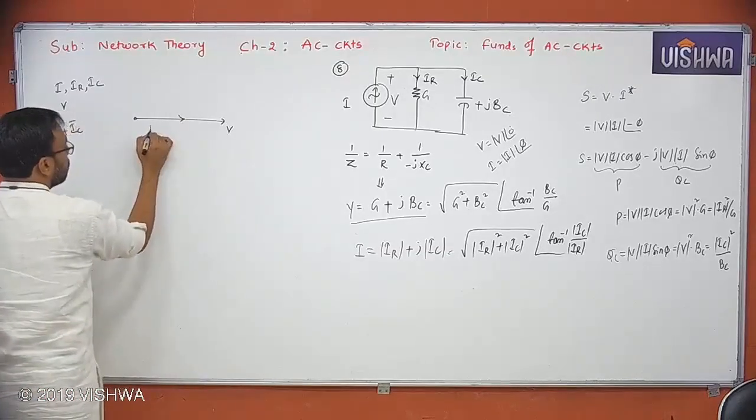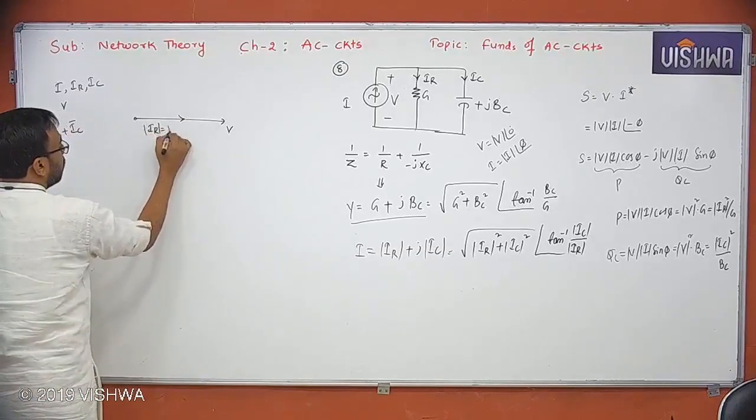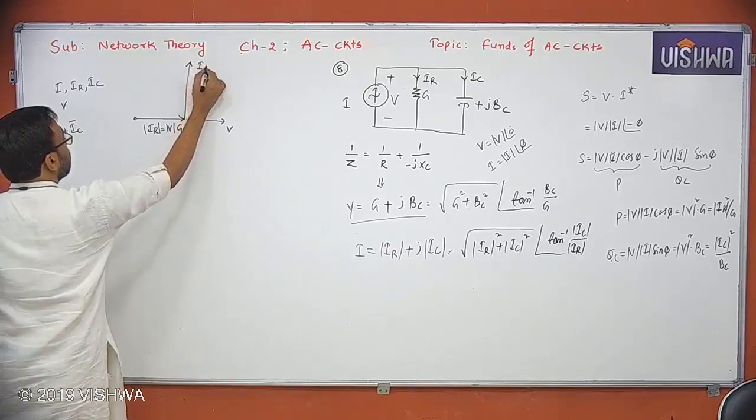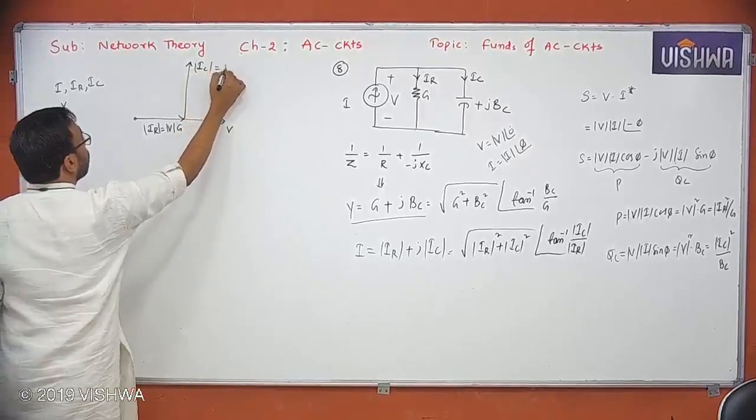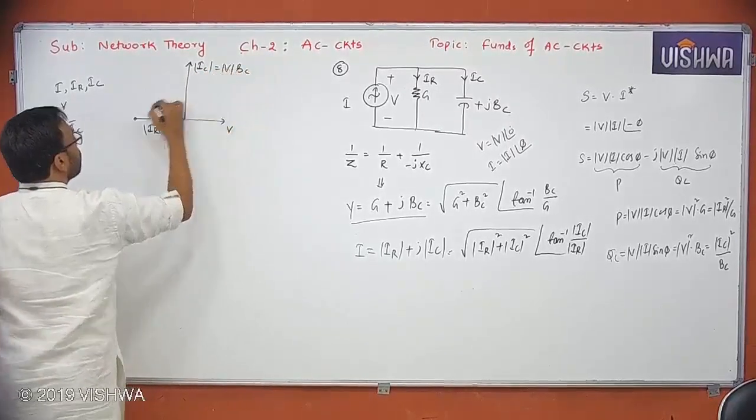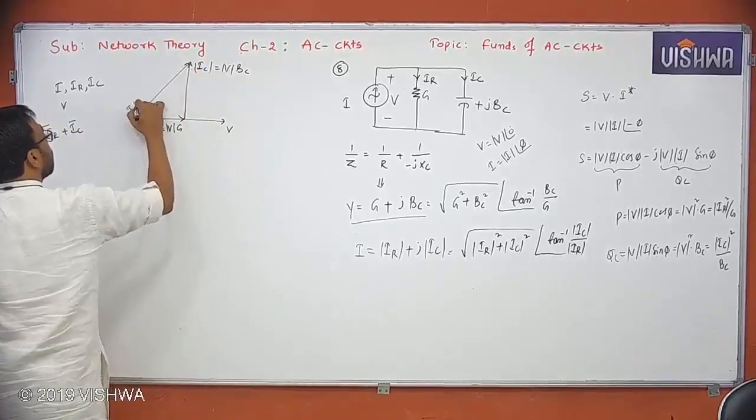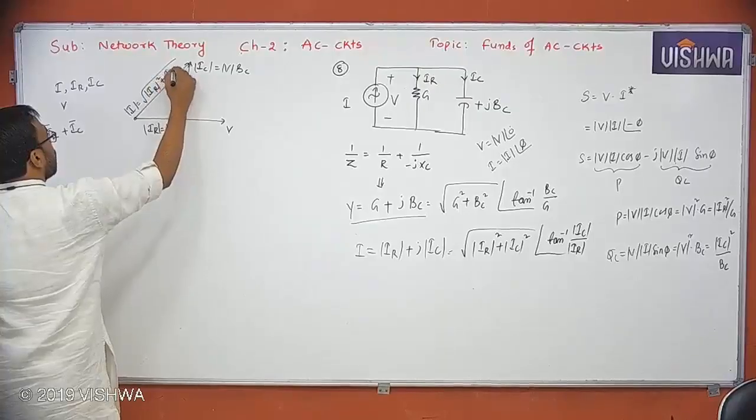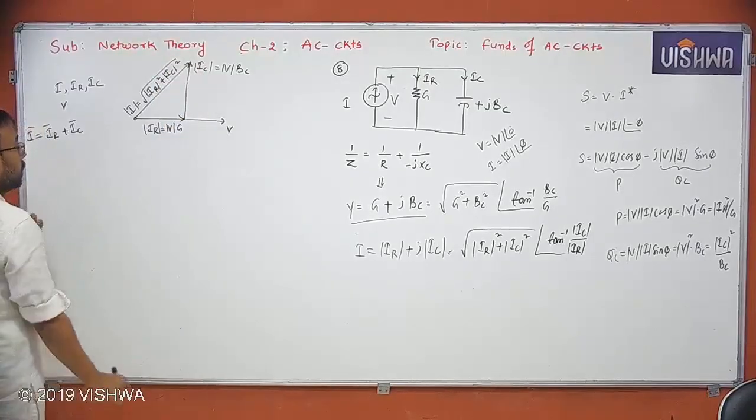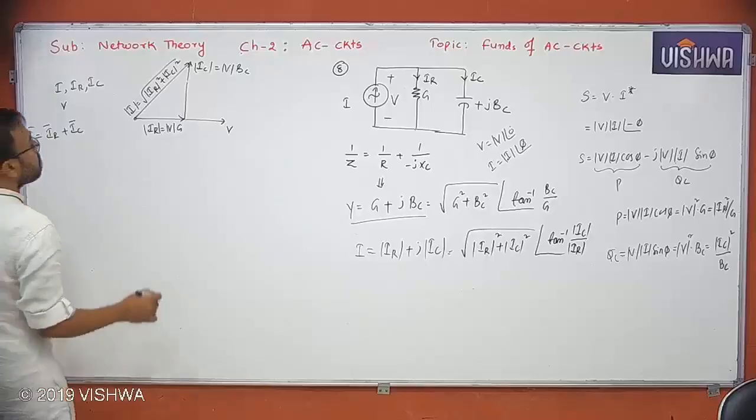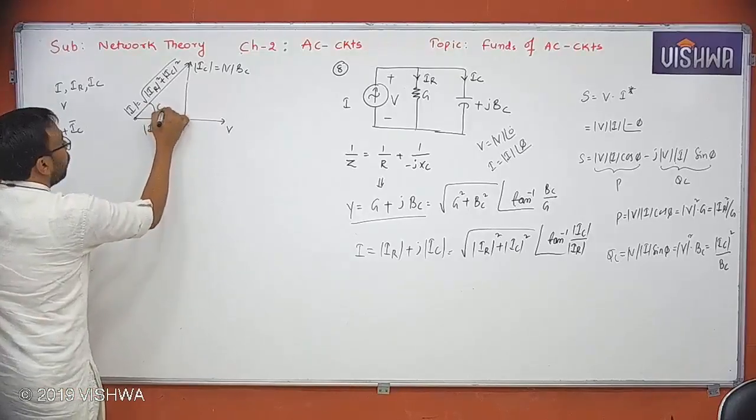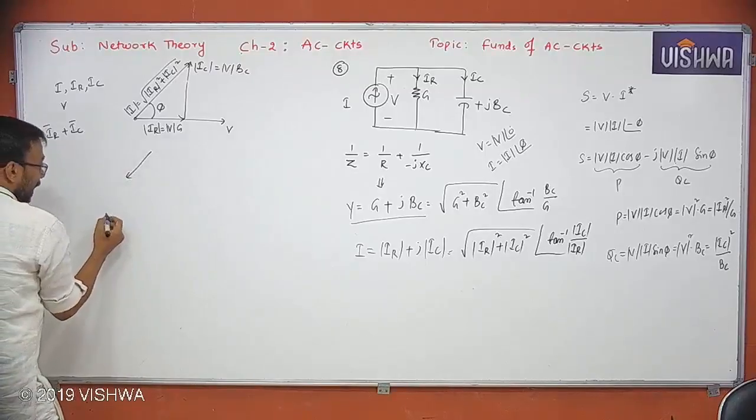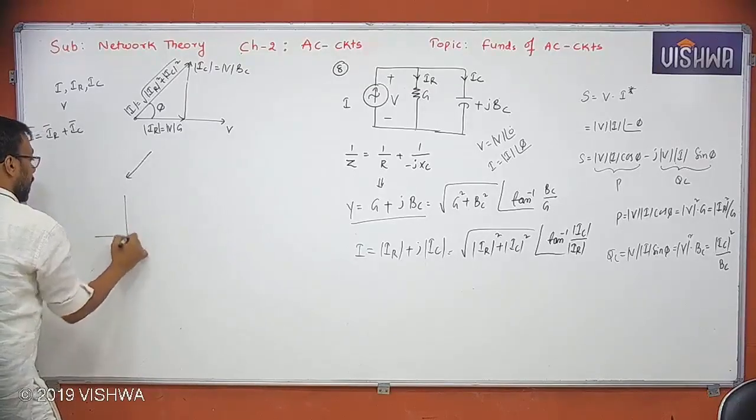So this is IR, nothing but V into G. Current leads through the capacitor, yes or no? V into BC. This is the resultant phasor I, nothing but root IR square plus IC square. Yes or no? This is angle phi because I and V phase difference always. Now the triangle will become G plus JBC, upward because first quadrant.